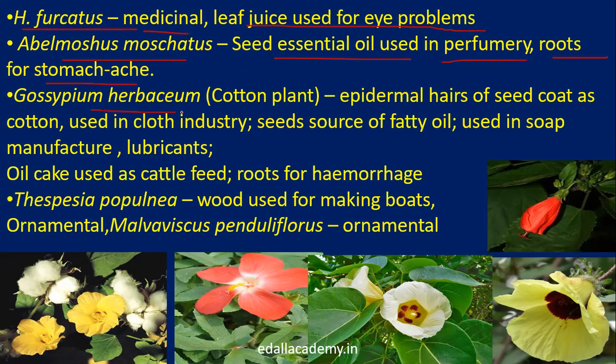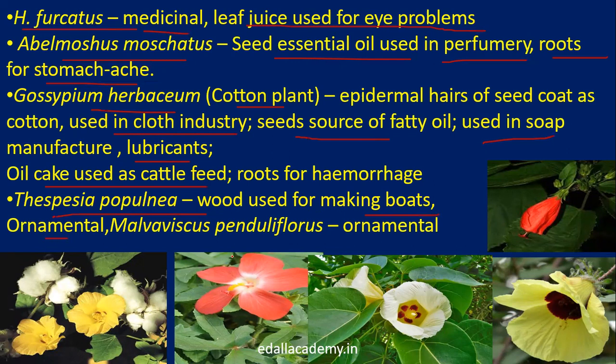Gossypium herbaceum is commonly called the cotton plant. From this plant, fiber is extracted and it is used in the cloth industry. Seeds are a source of fatty oil, used in soap manufacturing industries as well as lubricants. Oil cake is used as cattle feed. Roots are used for hemorrhage. Thespesia populnea wood is used for making boats.